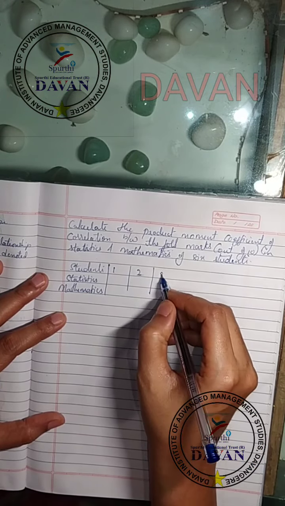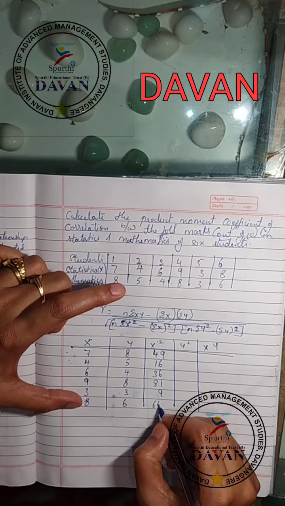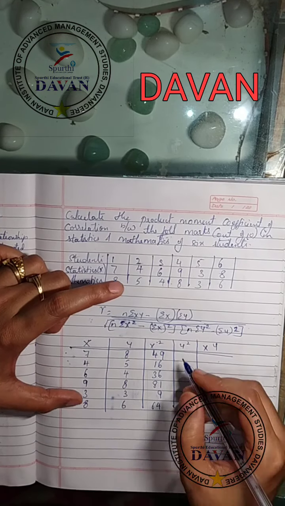So x square is square of this x values, that is 7 7s are 49, 4 4s are 16, 6 6s are 36, 9 9s are 81, 3 3s are 9, 8 8s are 64. Next, square of y, 8 8s are 64, 5 5s are 25, 4 4s are 16, 8 8s are 64, 3 3s are 9, 6 6s are 36. Now x into y, product of this, 7 8s are 56, 4 5s are 20, 4 6s are 24, 9 8s are 72, 3 3s are 9, 8 6s are 48.